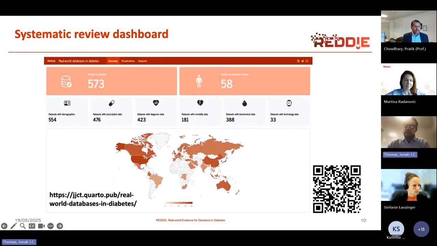And you can see it tells you how many data sets are present, so the 573, the number of countries data was present in, which is 58, and it goes through, as we saw in the previous graph, how many data sets had demographics, prescription, mortality data.